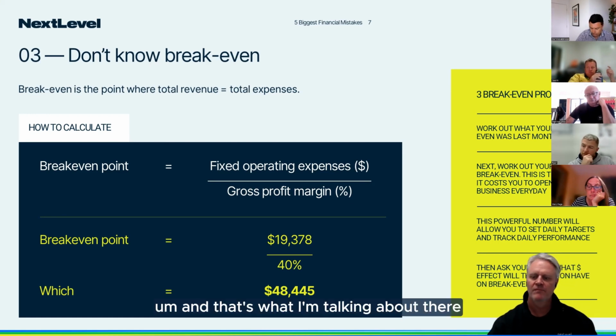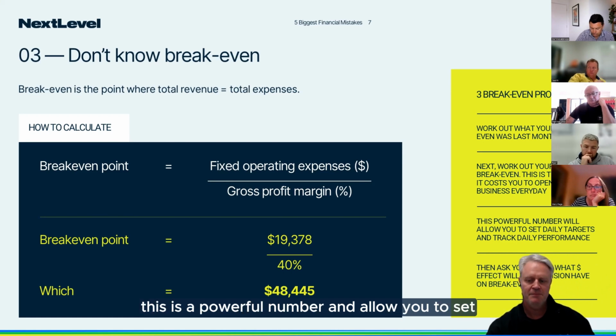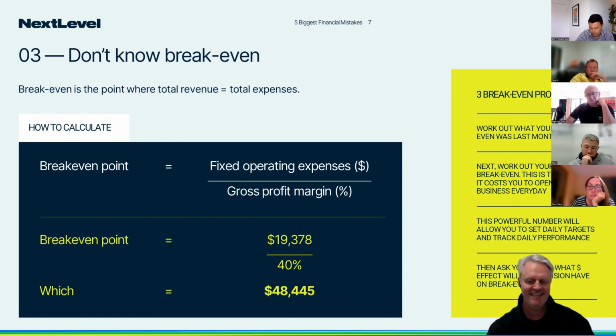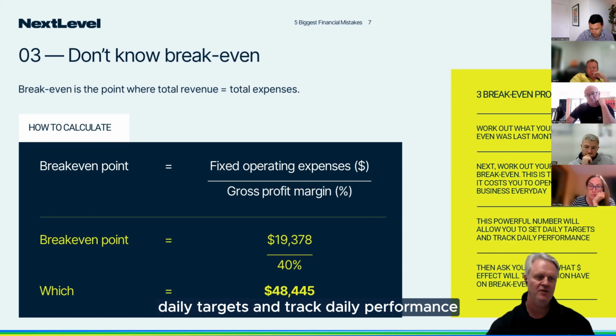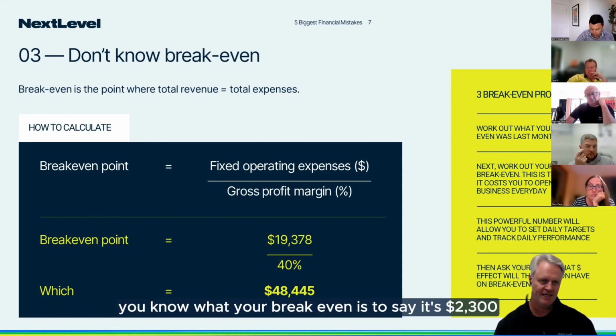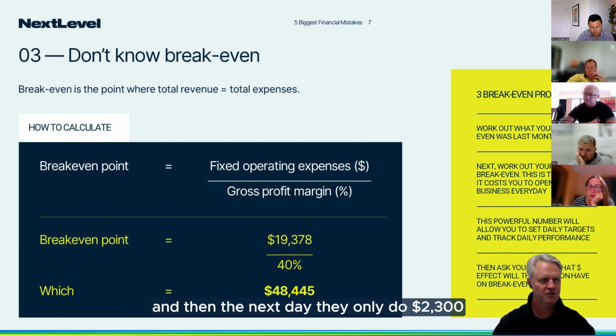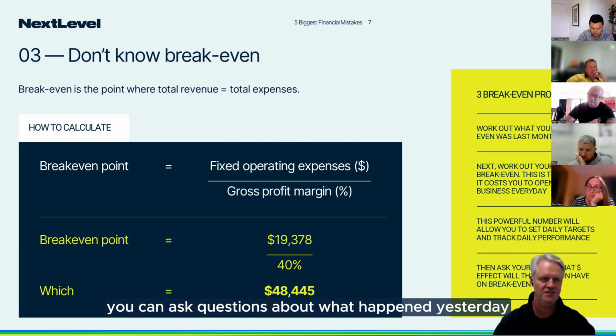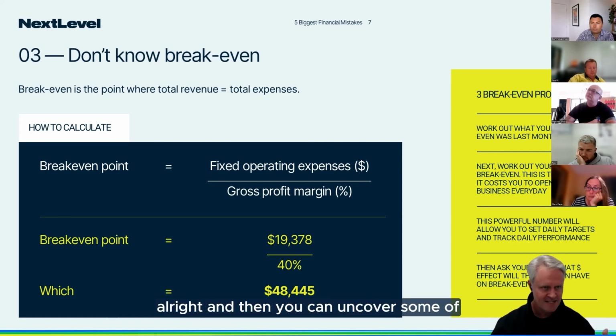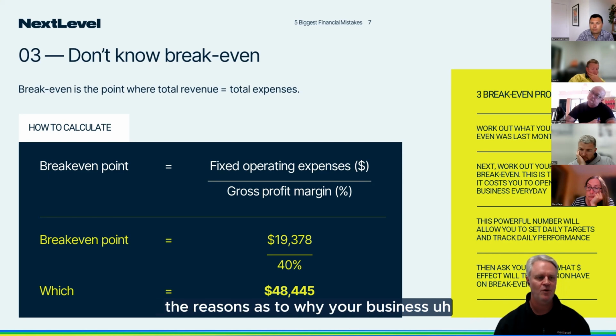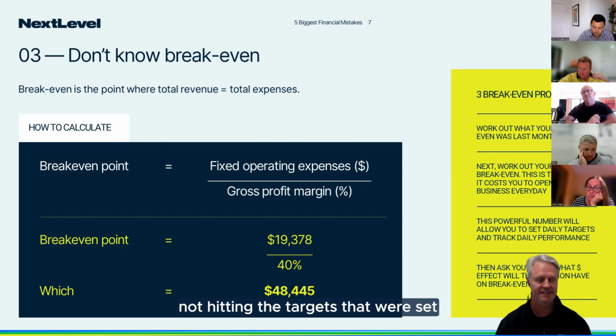And that's what I'm talking about there. This is a powerful number and allows you to set daily targets and track daily performance. So if you know what your break even is, say it's $2,300, you've scheduled $3,200 worth of work for the team to do tomorrow, and then the next day they only do $2,300, you can ask questions about what happened yesterday. Oh, what happened yesterday? And then you can uncover some of the reasons as to why your business is losing money and not hitting the targets that were set.